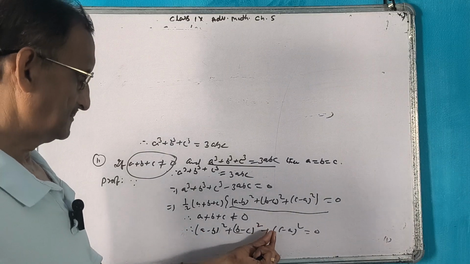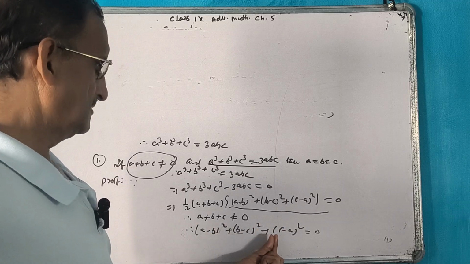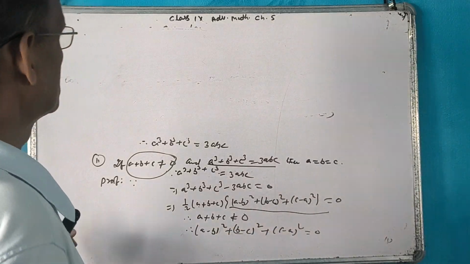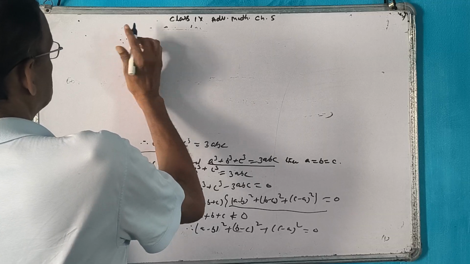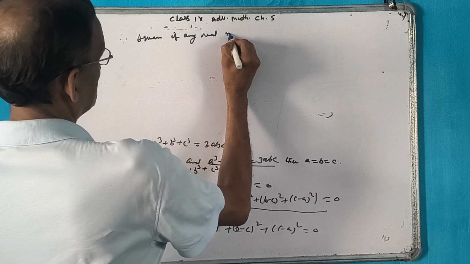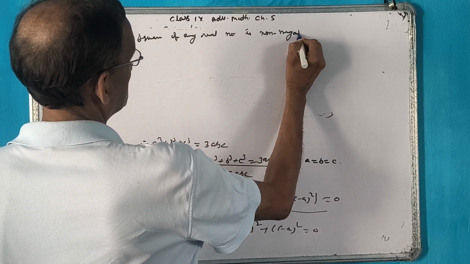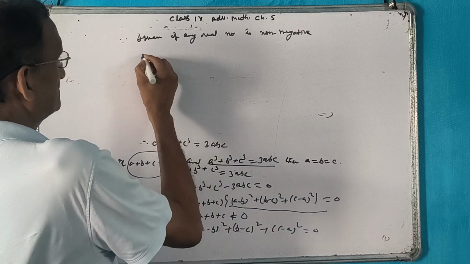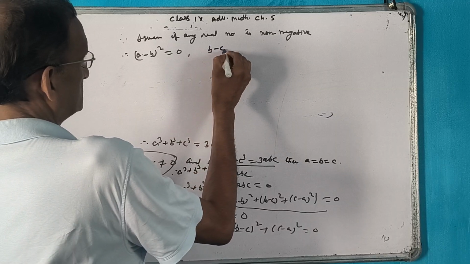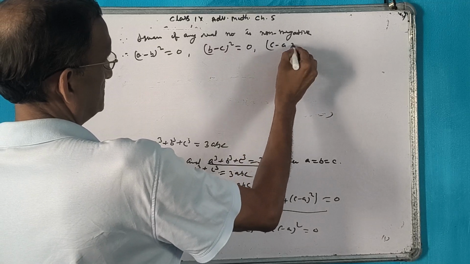Now see, all these are squared numbers, and a squared number is always non-negative, and the sum of such three non-negative numbers will be equal to 0 only if all the numbers are equal to 0 separately. So you need to write: since the square of any real number is non-negative, this is only possible if (a minus b) whole square equals 0. All three terms should be equal to 0. Then only this will be possible.